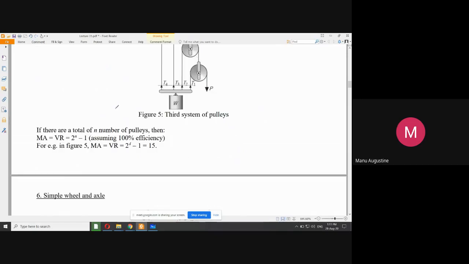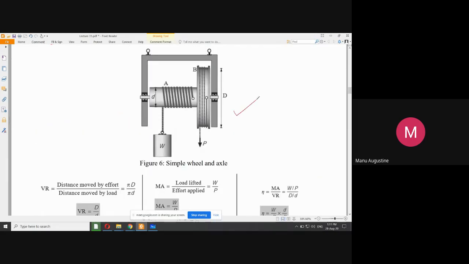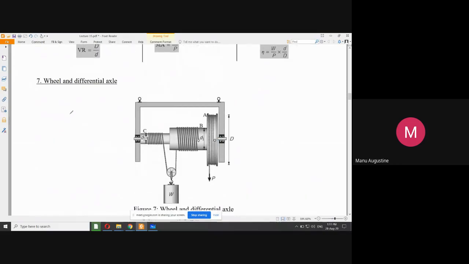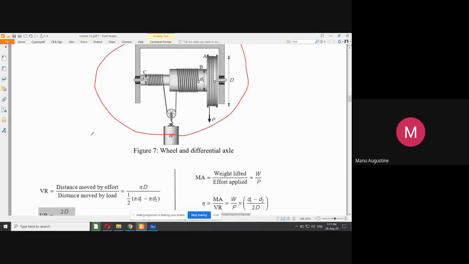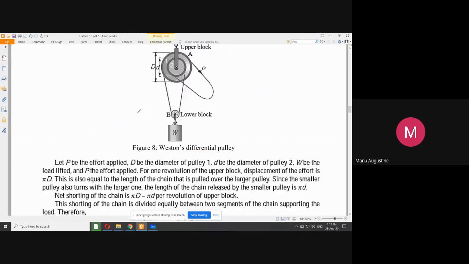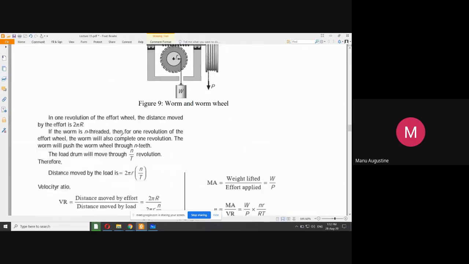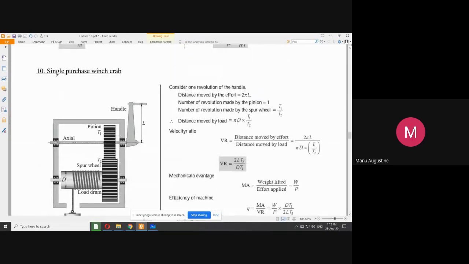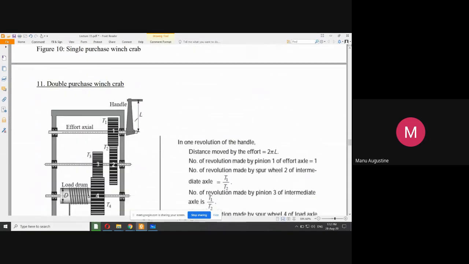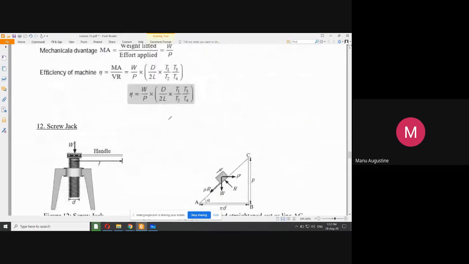And then later on, we will cover simple wheel and axle, which looks like this. Then wheel and differential axle. We will study all the details. I will explain everything when we come to these particular objects. Then Weston's differential pulley is there. And then worm and worm wheel is there. Single purchase winch crab, double purchase winch crab, screw jack.